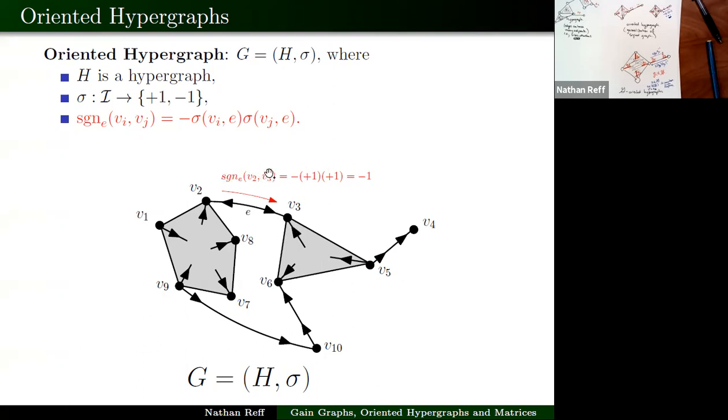So what's the sign of that adjacency? You just take the negative of the product of the two labels on the endpoints. This one is a +1 because it goes into the vertex, and this is a +1 because it goes into the vertex. So that adjacency is negative. But the intuitive way to think about it is, do you see that these arrows disagree with each other when you're flowing from one vertex to the other? That's why we give it a negative adjacency.